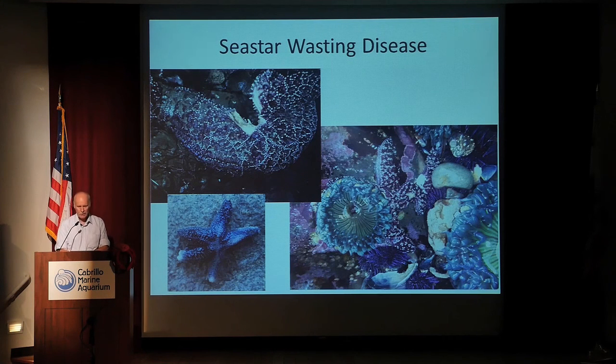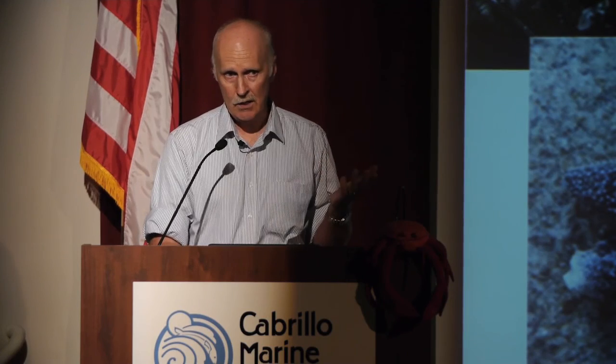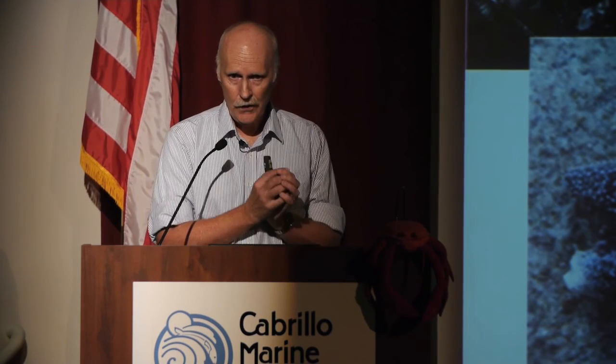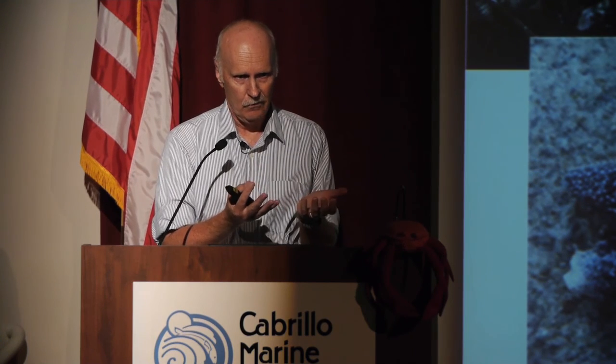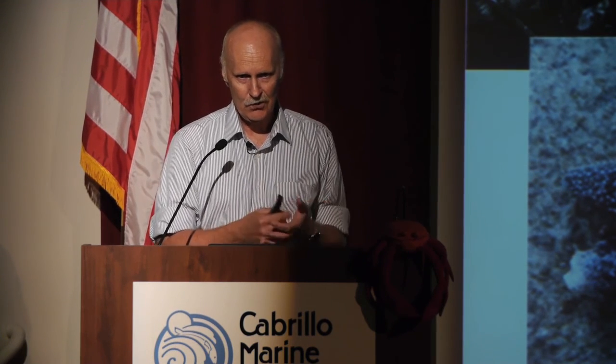So what happens with the wasting disease is that the sea stars will get some lesions, a lesion like this. Then it starts to deteriorate, and it can be in a matter of days, the whole thing just dissolves, and all you're left with is a little pile of white goop and some spicules.